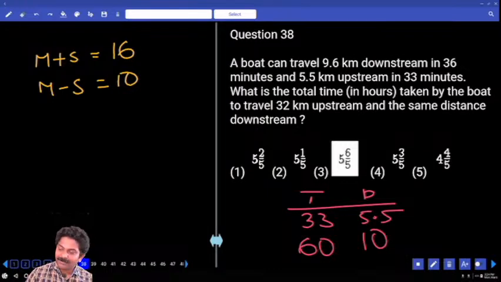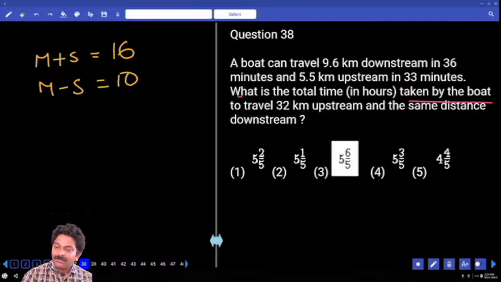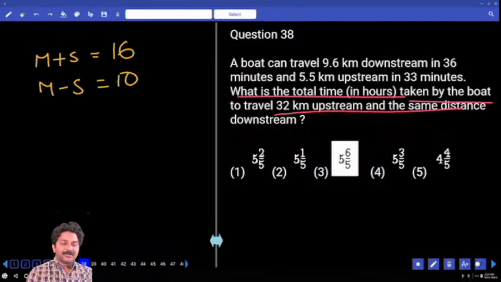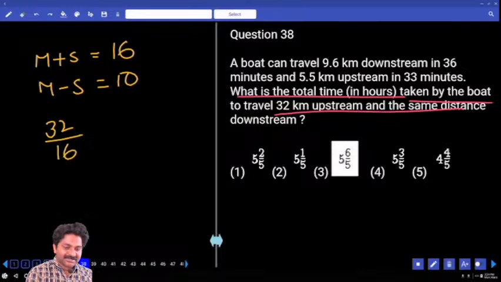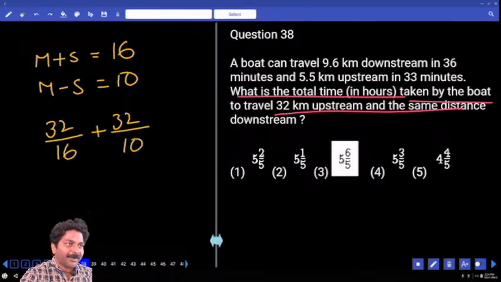Understood? Right. So now, what is the total time taken by the boat to travel 32 kilometers upstream and the same distance downstream? 32 kilometers traveled in downstream. How much is the time? 2 hours. Same 32 kilometers should be traveled in downstream. How much is the time? 3.2. 2 plus 3.2, 5.2.